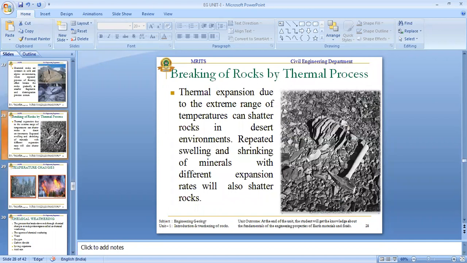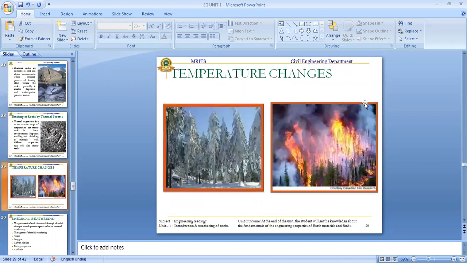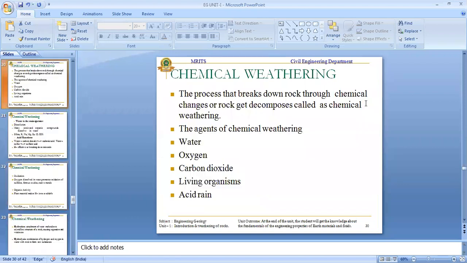And this is an example of the weathering process, temperature changes. In cold countries, forest fires or the deserts, how extensive heat and extensive cooling and chilling both impart force on the particular rock bodies.